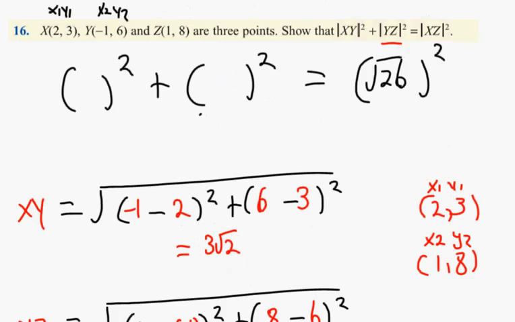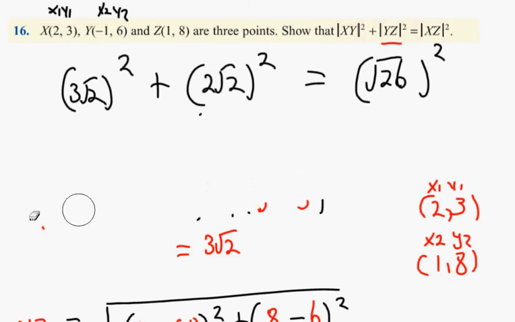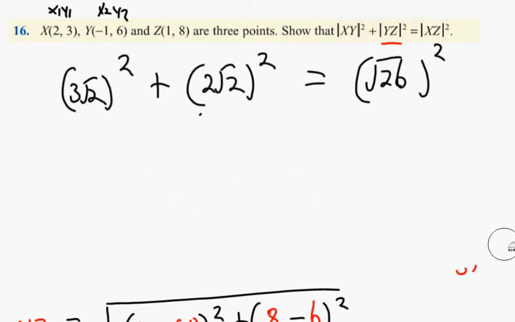What's yz? 2 root 2. And xy is 3 root 2. Now when you get to this stage, guys, you're just going to use the calculator and square it out. The first one's 18. The second one is 8. And the last one will be 26.